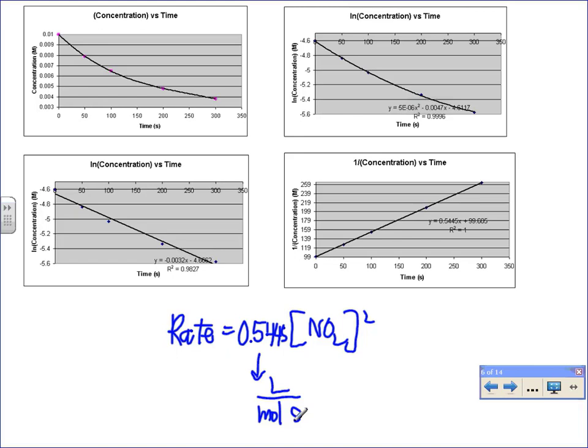So hopefully you're feeling like you can use a different kind of data to determine the rate law of the reaction. That's what you should be feeling right now. This is just a different method for determining the rate law of the reaction. You're taking concentration and time data, testing it against the different graphs, and making decisions from that.